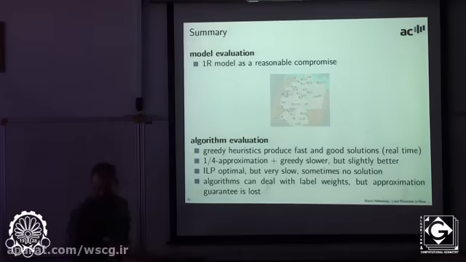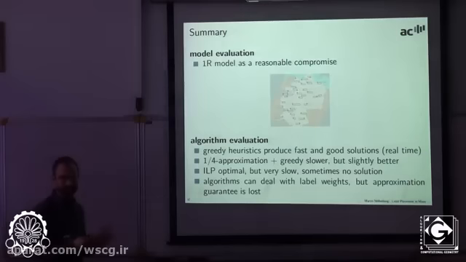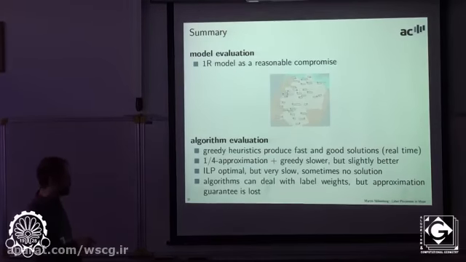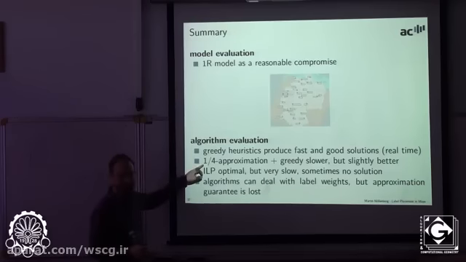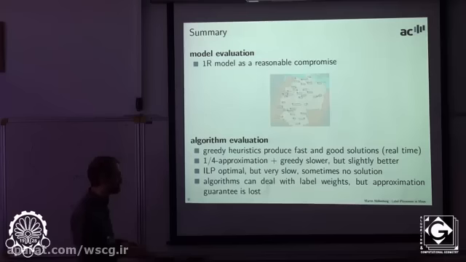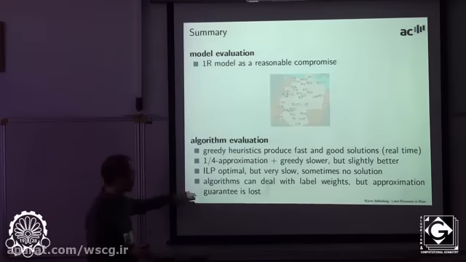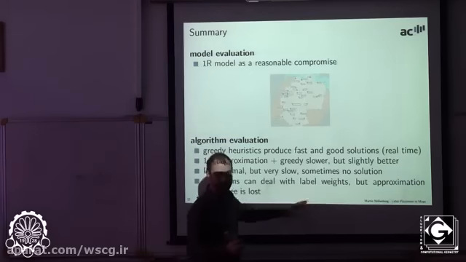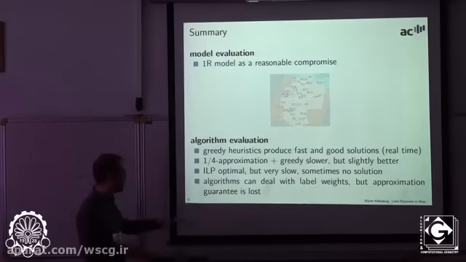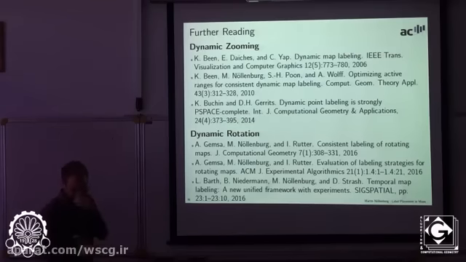So for summary, we've seen that the 1 range model, or maybe 2, is a reasonable compromise. We've seen that greedy heuristics produce fast and good solutions in practice. If you want to spend a little bit more time to get a solid guarantee, then the approximation things work. ILP is too slow in practice, but of course it gives you the best solutions. If you want to deal with label weights and priorities, which is important, then all these algorithms can work with it, but the approximation guarantee is lost.